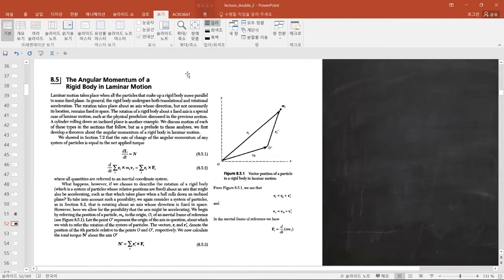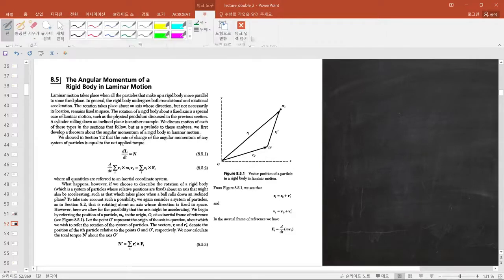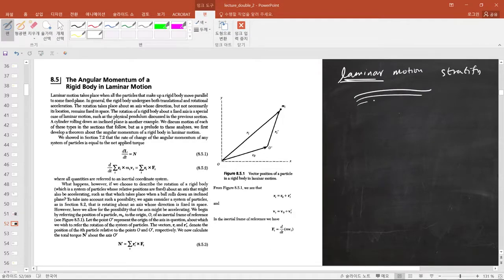So what is the laminar motion? Laminar motion, so literally laminar is stratified. Okay, it's like a streamline here.